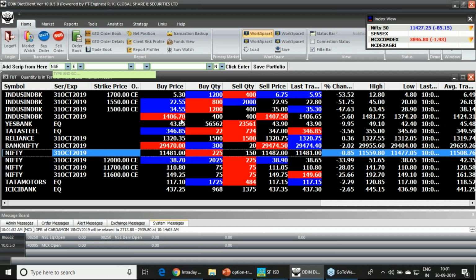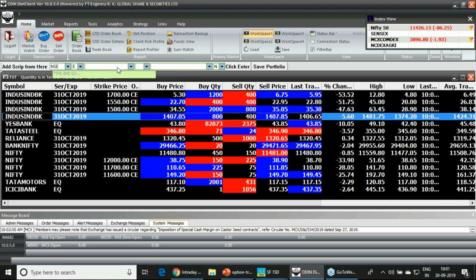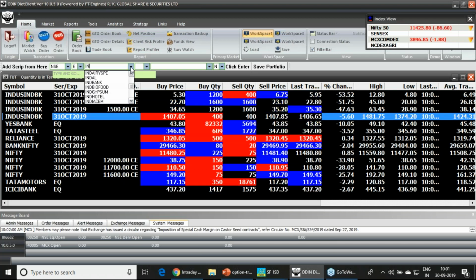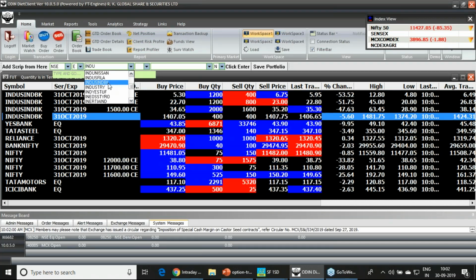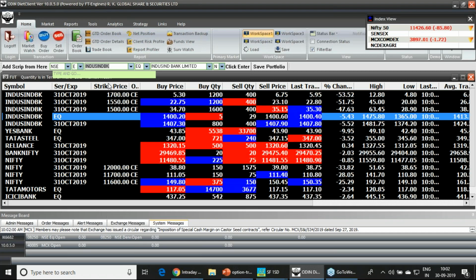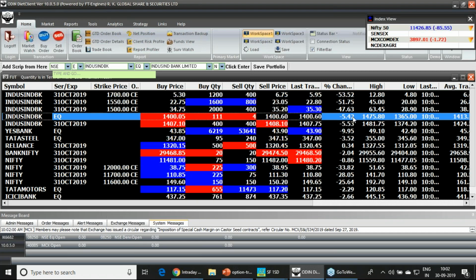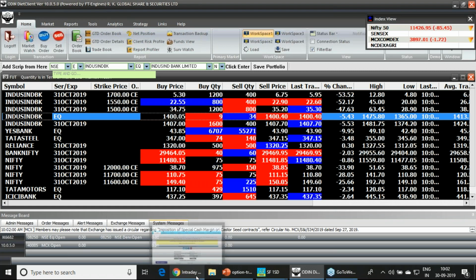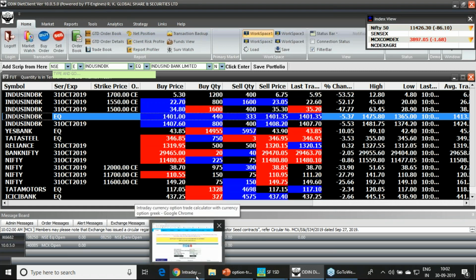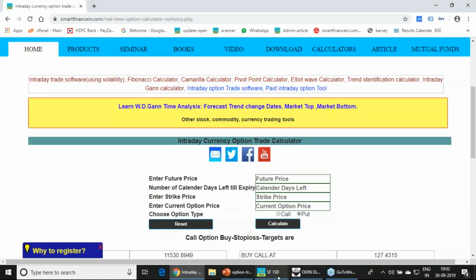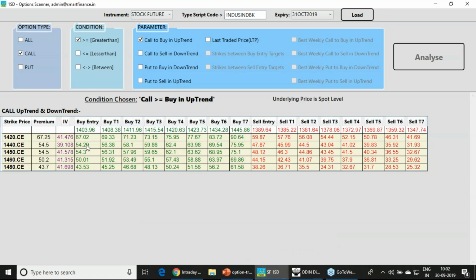And IndusInd Bank, this is future, so we will be going for the equity. This particular analysis is done based on the spot level. So IndusInd Bank has fallen, risen, fallen, now at the 1400 level. So now at the 1400 level, you are getting these things. So at what level should you buy the call options of IndusInd Bank? Very rewarding. IndusInd Bank options give a great reward in intraday trade.